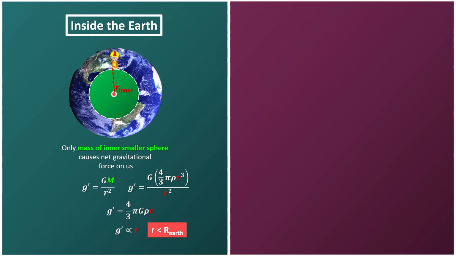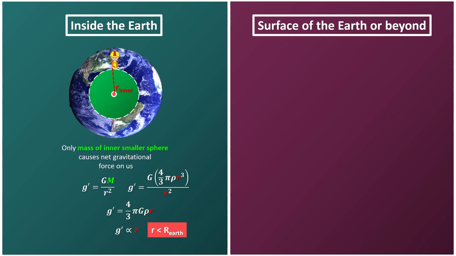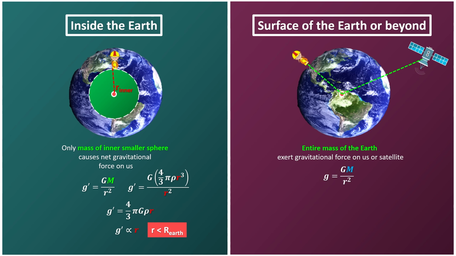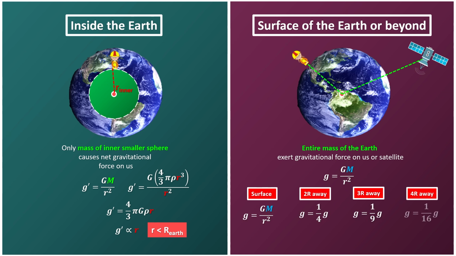But this changes whenever we are on the surface of the Earth or beyond the surface of the Earth, especially when we are on the way to the Moon or to Mars. This happens because the entire mass of the Earth will eventually exert a gravitational force on you or a satellite. And we have discovered the formula and the relationship for what happens when we are away from the surface of the Earth. It decreases with a factor of r squared.